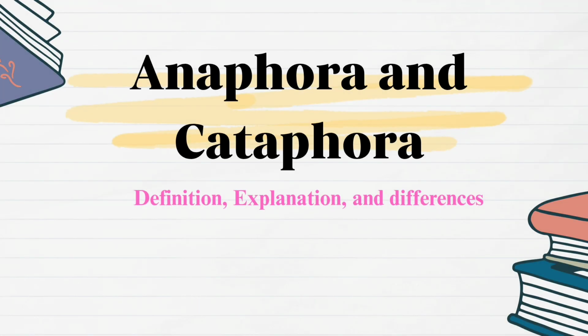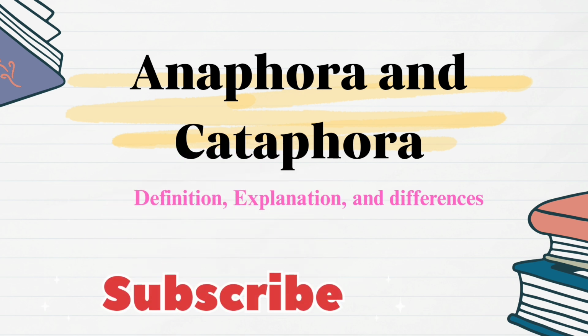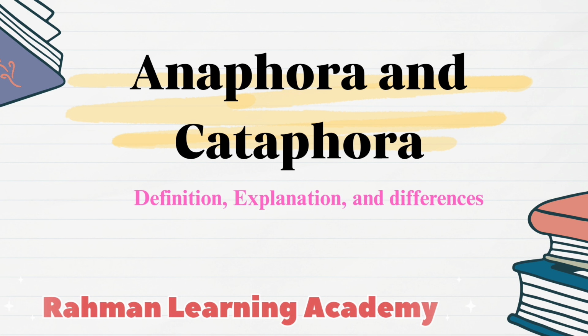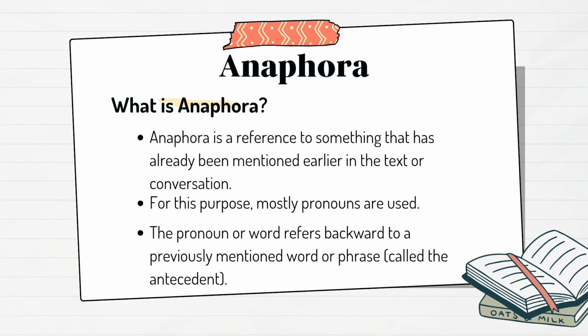In this video, we will briefly talk about Anaphora and Cataphora, which are two concepts in English: the definition of it, explanation, and differences among it. So let's begin with Anaphora. Anaphora is a reference to something that has already been mentioned earlier in the text or conversation.